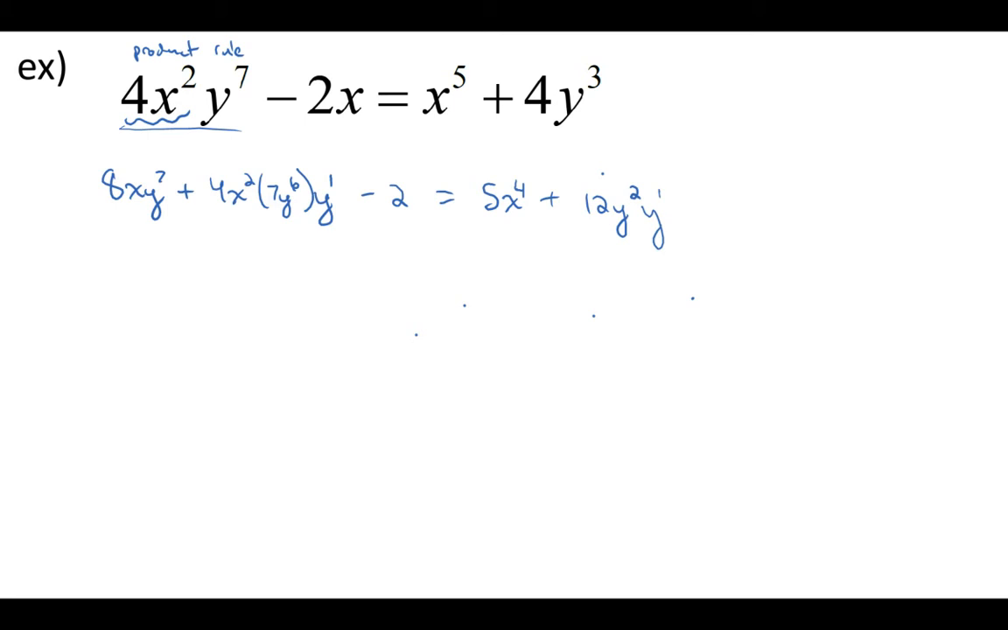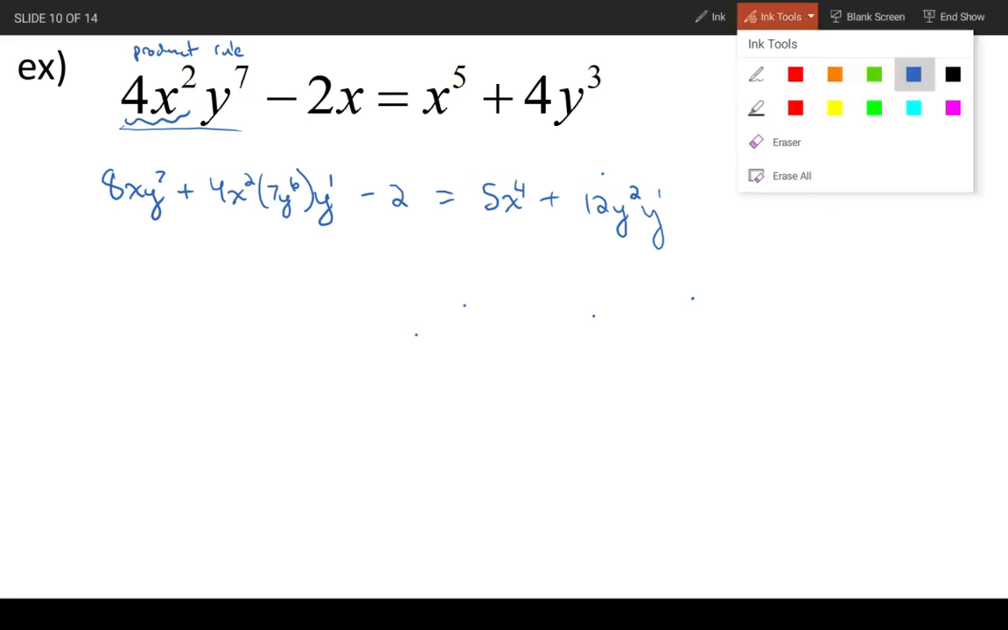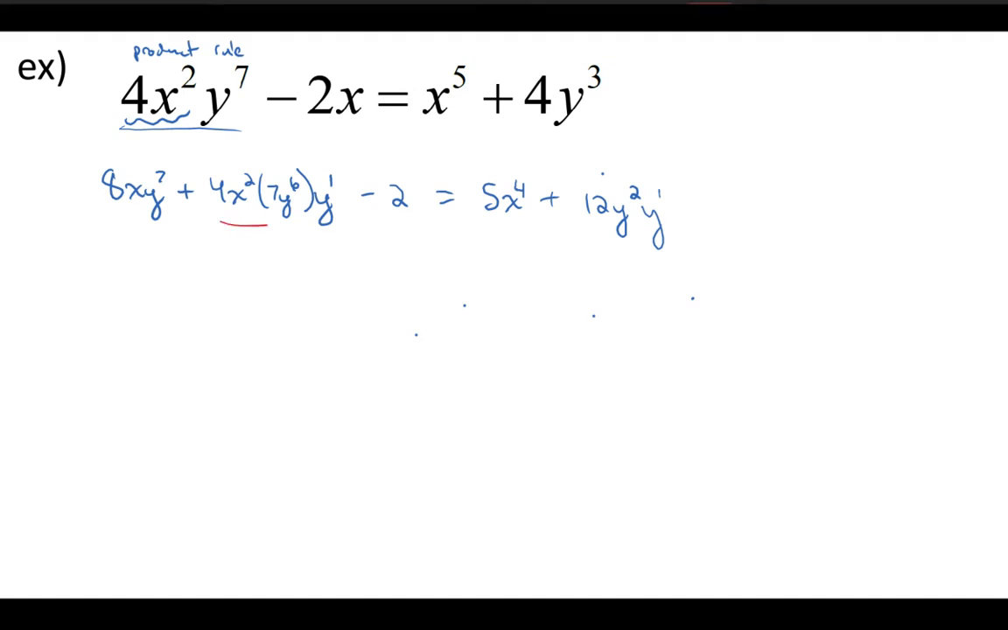Okay, let's just simplify this a bit and group all of our y primes together. I just always identify those terms. Here we've got a y prime in this one and a y prime here. So I'm going to bring those to the left side. This term, just to simplify that a bit, that will become 28. 4 times 7 is 28. x squared y to the 6 y prime.